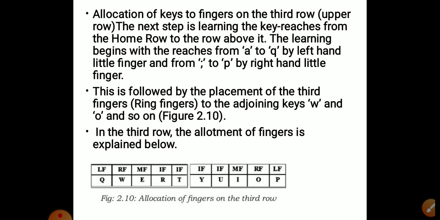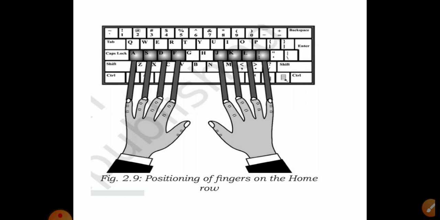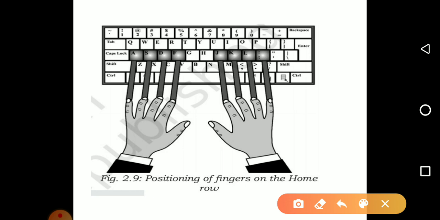Similarly, the keys above the home row, that is the third row, will take up the respective fingering from the home row. Understood all of you? See, in this figure, A uses the little finger, and above A is Q. So Q also uses the left hand little finger. Is it clear, children? Q also uses the left hand little finger.